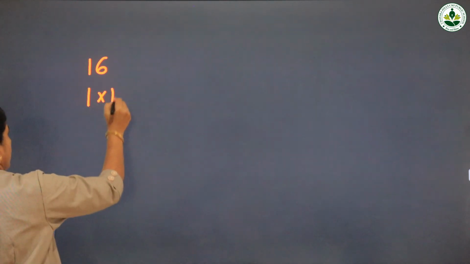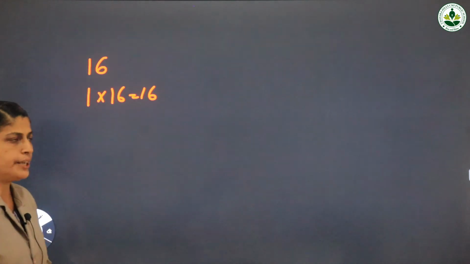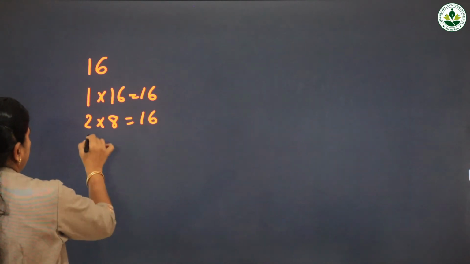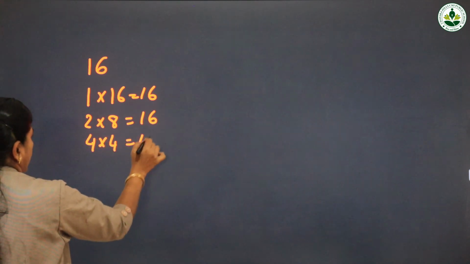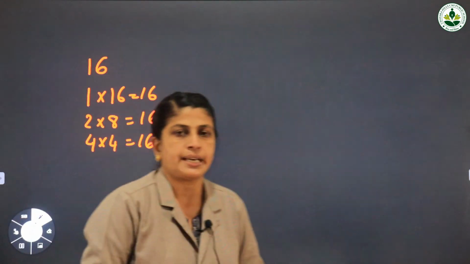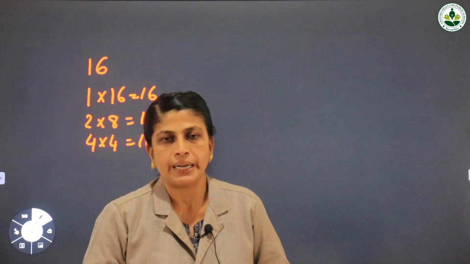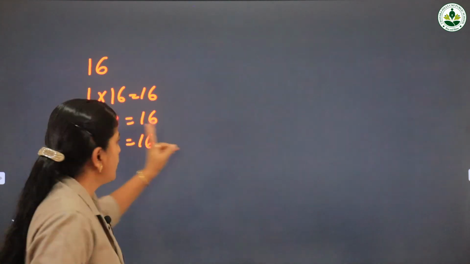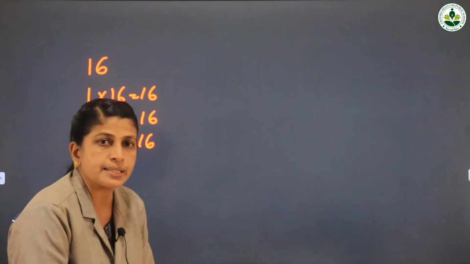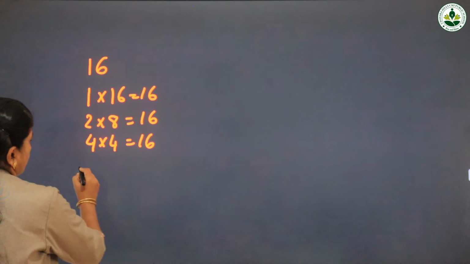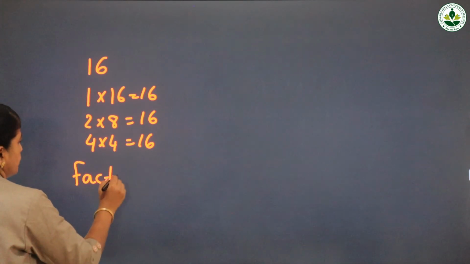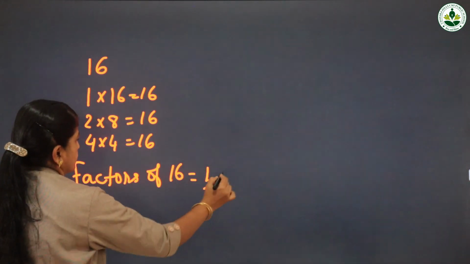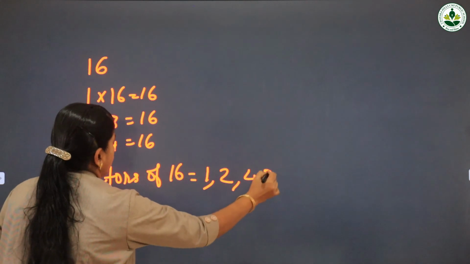Therefore, 1 into 16 is 16. Okay. 1 into 16 is 16 and 2 eights are 16 and 4 fours are 16. Okay. To find the factors, use the multiplication table and find out which two numbers multiply to give that number as the product. Therefore, these are the factors. Therefore, we can write the factors of 16 as: factors of 16 are 1, 2, 4, 8 and 16.